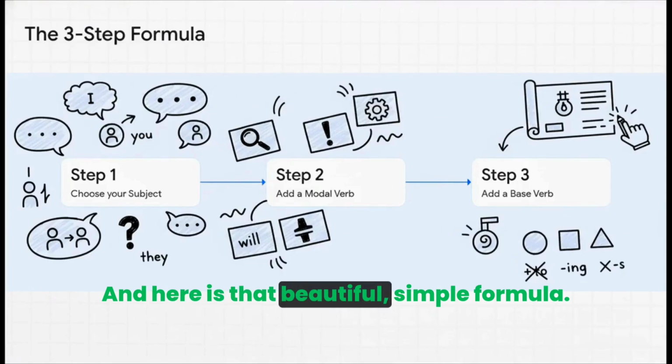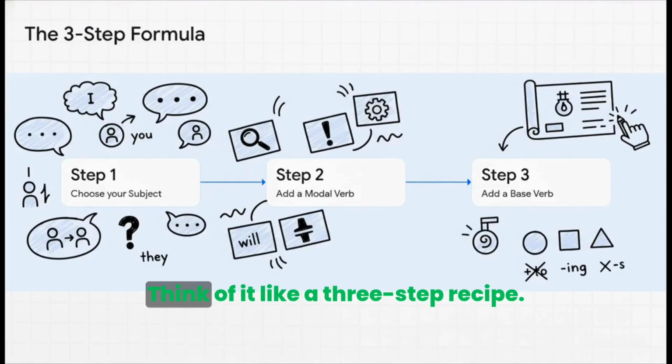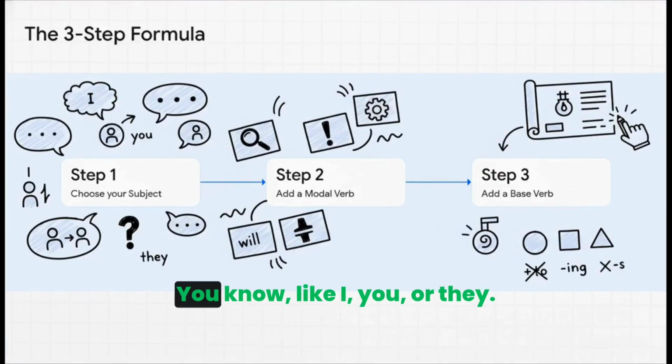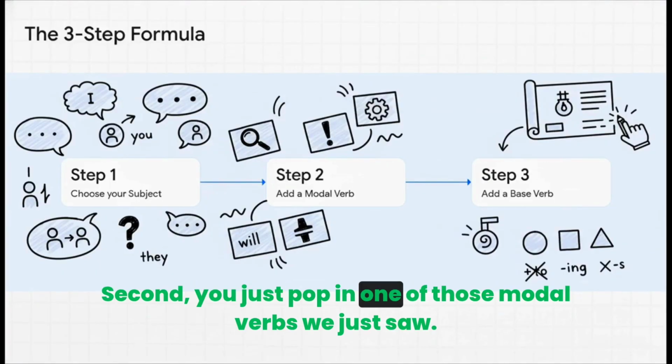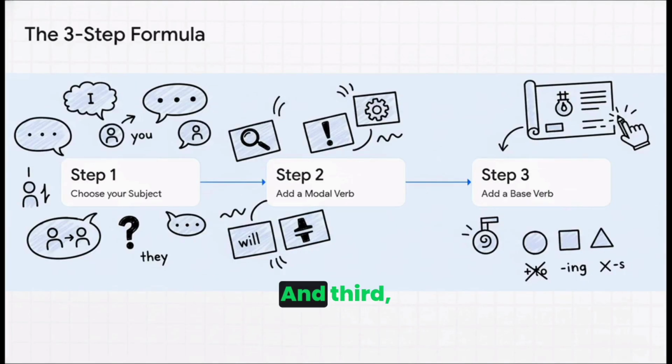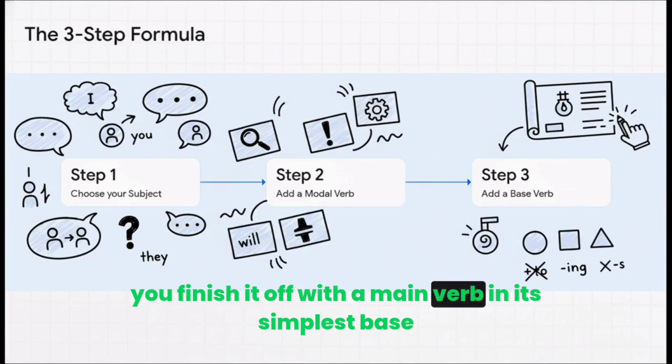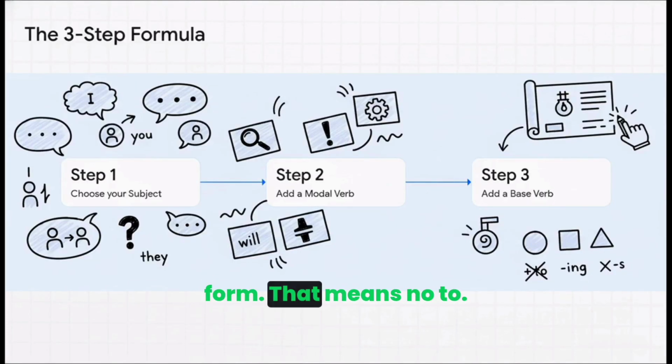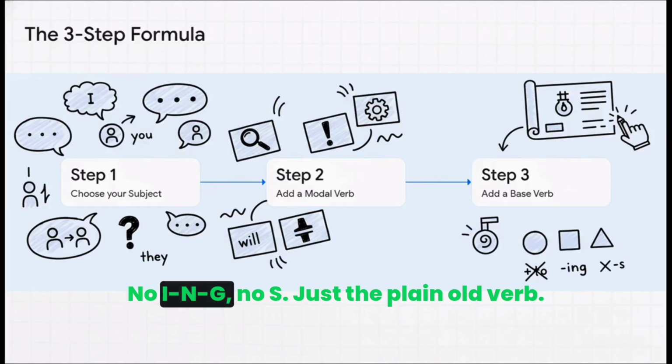And here is that beautiful, simple formula. Think of it like a three-step recipe. First, you pick your subject, like I, you, or they. Second, you just pop in one of those modal verbs we just saw. And third, you finish it off with a main verb in its simplest base form. That means no to, no ing, no s, just the plain old verb.